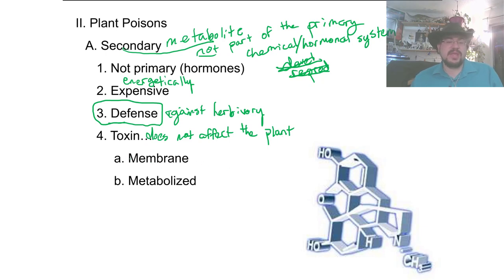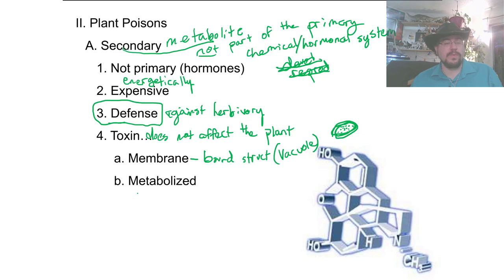We can do this in two basic ways. One of the simplest solutions to make sure the toxin doesn't affect the plant is to just keep it in a membrane-bound structure. A membrane-bound vacuole. So as long as it's in this membrane-bound vacuole, right, it is not exposed to the rest of the cell. So the cell is safe from the toxins as long as the vacuole is intact.